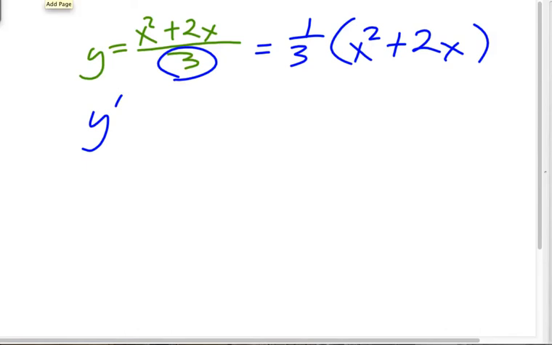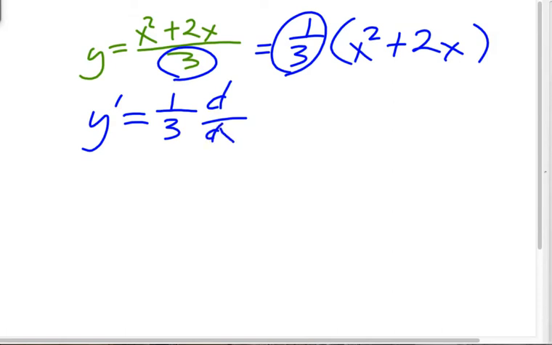So y prime. And remember, since you're multiplying by a constant, you can pull this out of your calculus. So it's 1/3 d/dx. Now, just because you pulled it out of your calculus doesn't mean it goes away. It's still out there. We're just not going to deal with it. And if you take a look at this, you'll say, wait, that's not quotient rule. That's power rule. And you're right, it is.